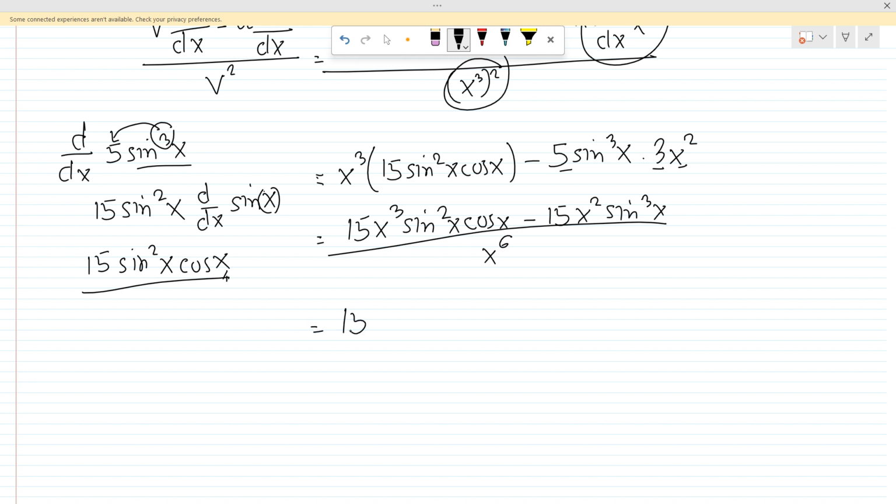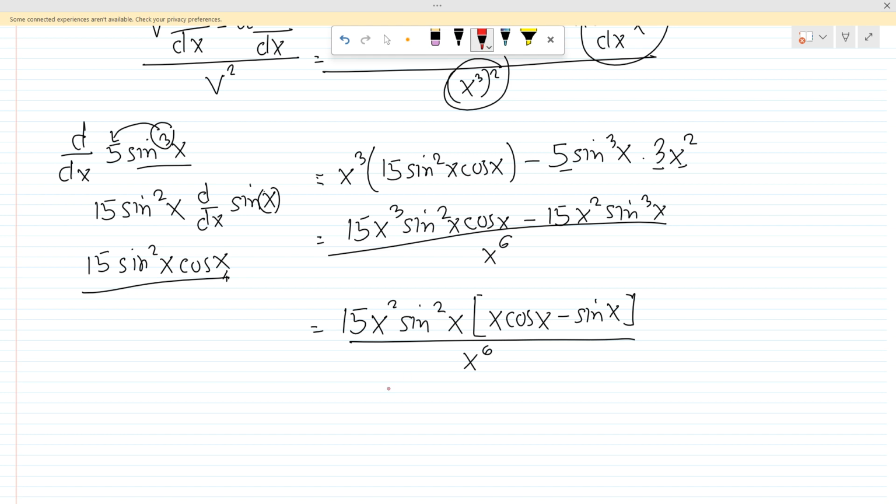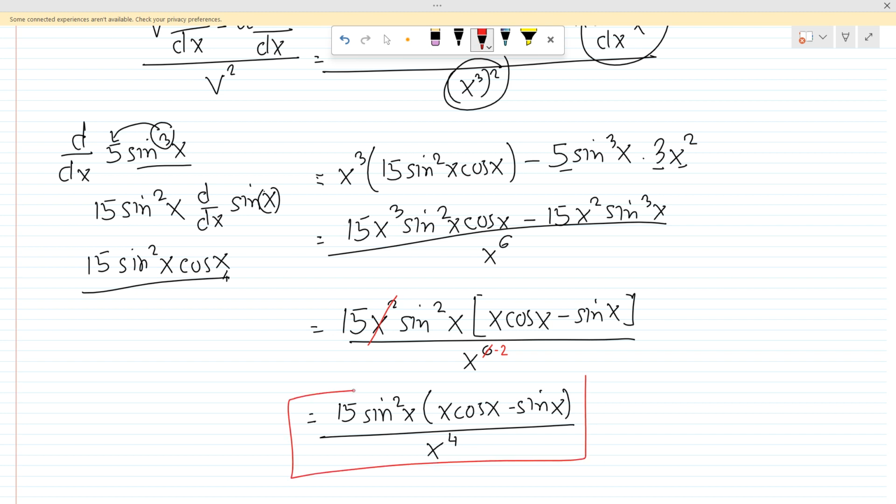Common are 15 and also x squared. Also, sine squared of x is common. So therefore, what would be left behind in our parentheses? It must be x cosine of x minus sine of x. Can you still follow? All over x raised to 6. So basically, this would be x raised to 4, after subtracting 2. Therefore, this would be 15 sine squared of x multiplied by x cosine of x minus sine x, all over x raised to 4. If this is our simplified form, this would be our final answer.